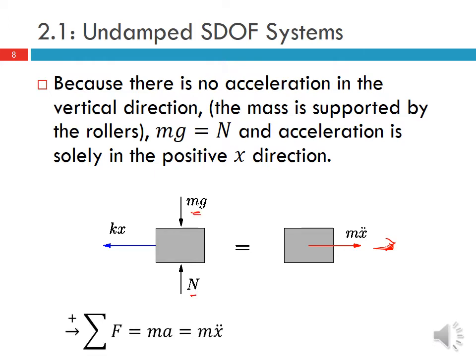So we can write the sum of the forces in the horizontal direction. To the right is positive. So sum of F is equal to m x double dot.